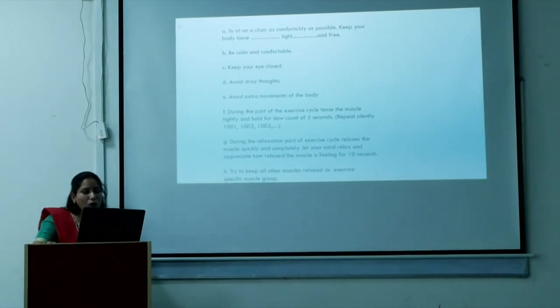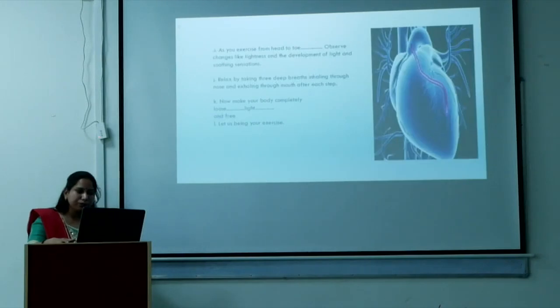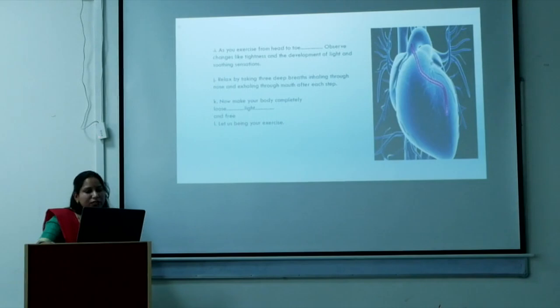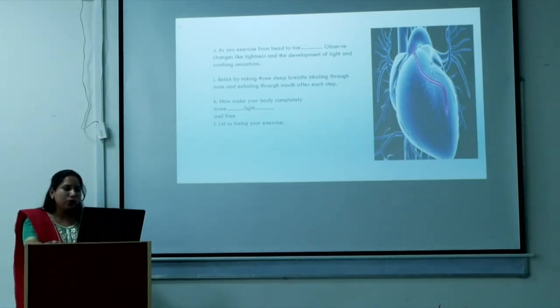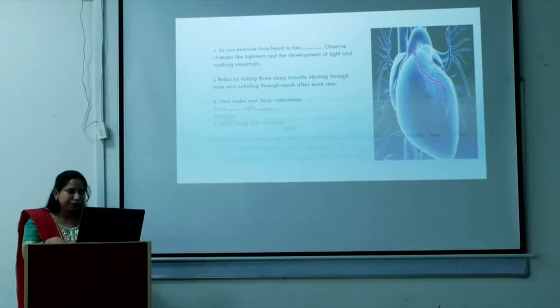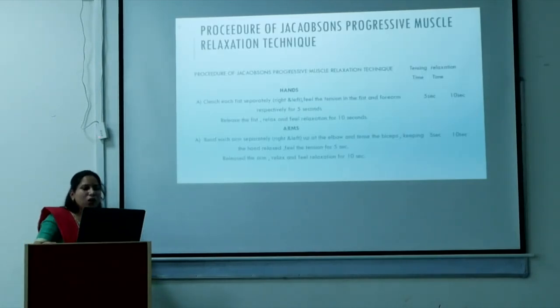Try to keep all other muscles relaxed as you exercise a specific muscle. As you exercise from head to toe, observe changes like tightness and the development of light and smooth sensations. Relax by taking 3 deep breaths, inhaling through the nose and exhaling through the mouth after each step. Now make your body completely loose, light and free. The procedure of Jacobson's progressive muscle relaxation technique.